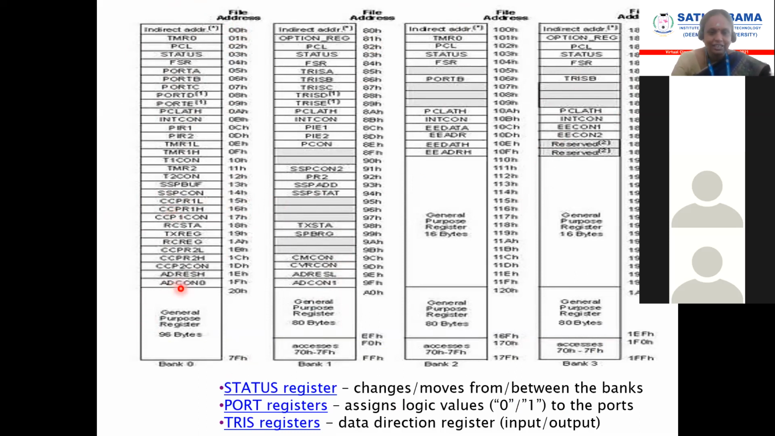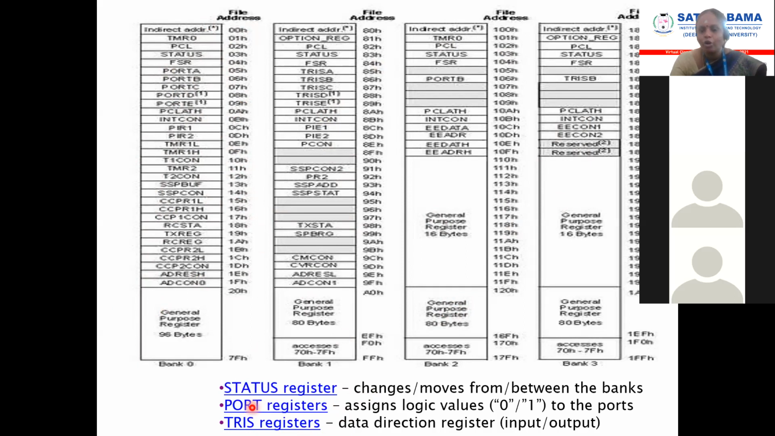You have seen these are the general purpose registers, and these are the various registers. Don't worry about that. While we are discussing direct and indirect addressing, I will explain what all these things are. To understand the purpose only I have put this. We have status registers, port registers, TRIS registers. What will the status register do? It will move between the banks.